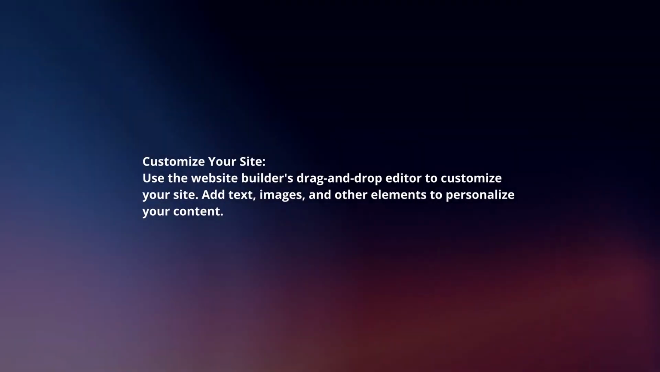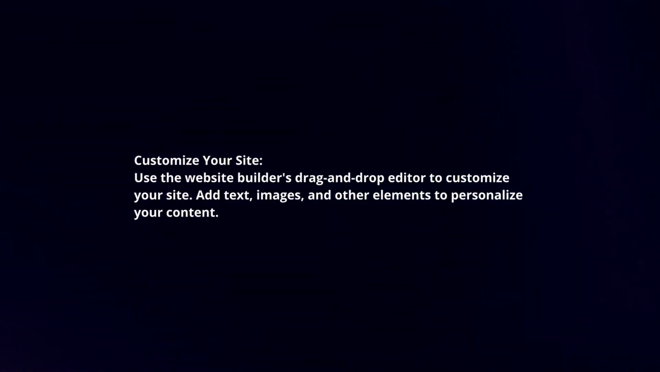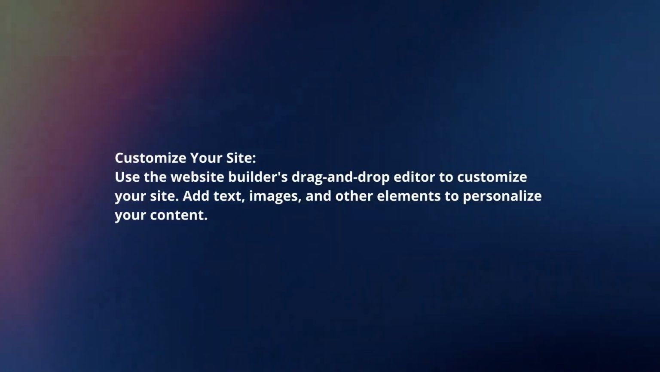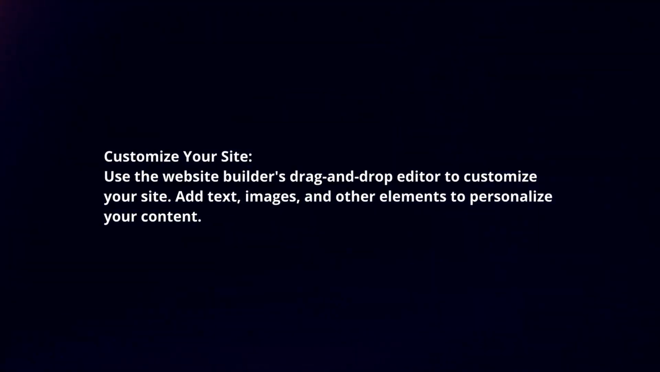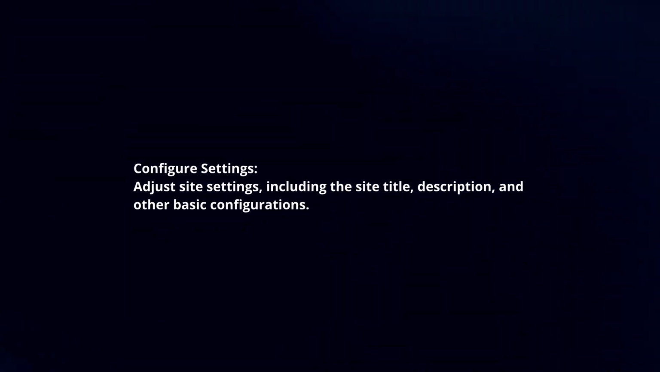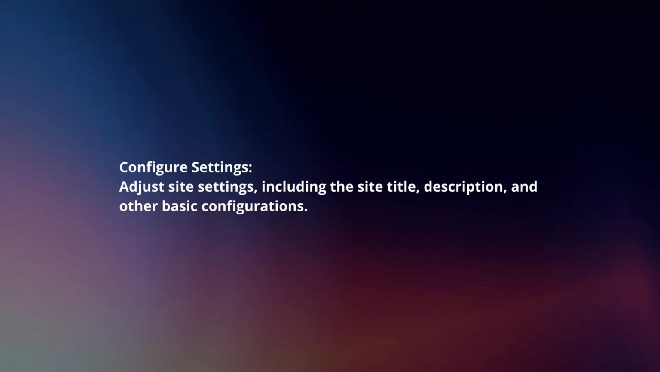Customize your site. Use the website builder's drag and drop editor to customize your site. Add text, images, and other elements to personalize your content. Configure settings. Adjust site settings, including the site title, description, and other basic configurations.